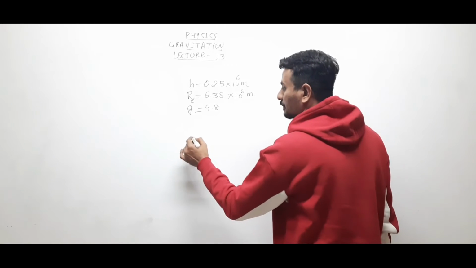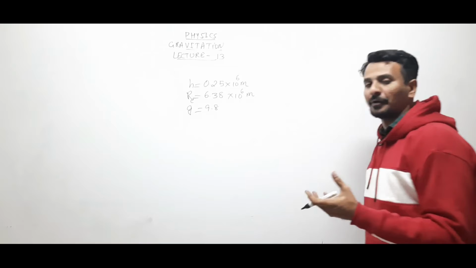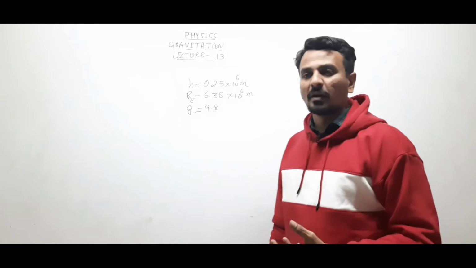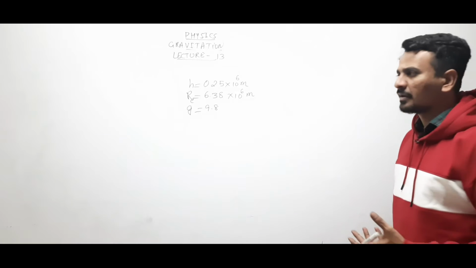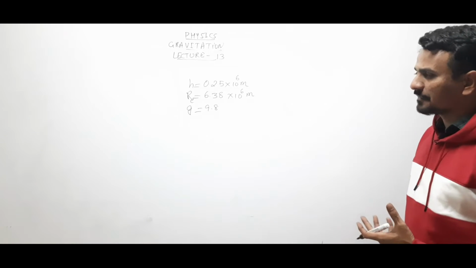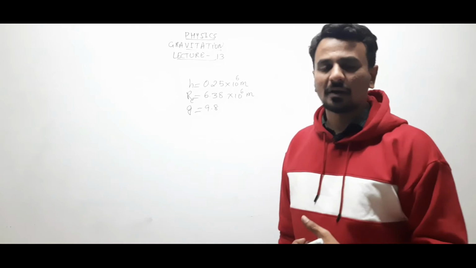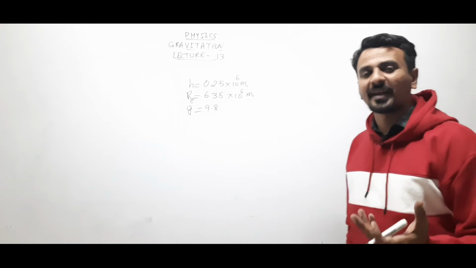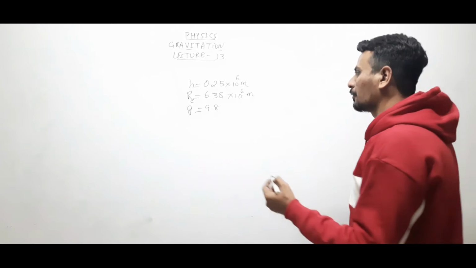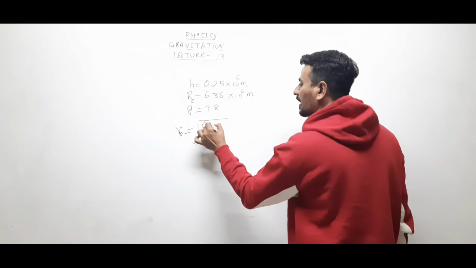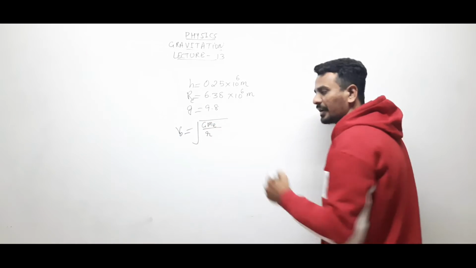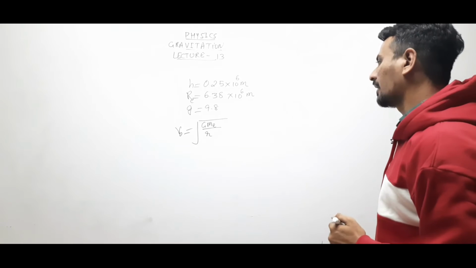We just have to write one formula and do the calculation, but in a few questions it might look difficult to calculate the values. Otherwise we just have to use the formula root of G M_E by r. This was the orbital speed of a satellite.